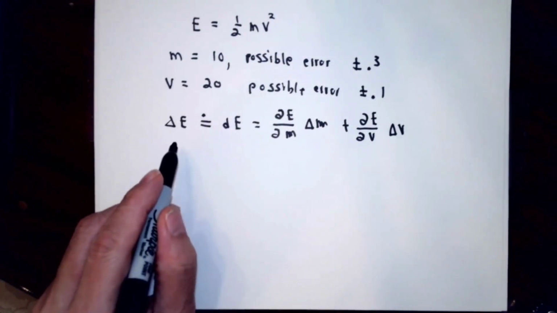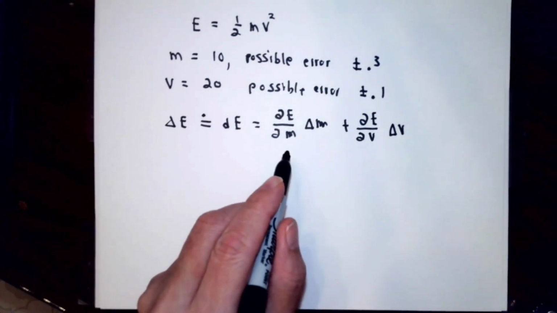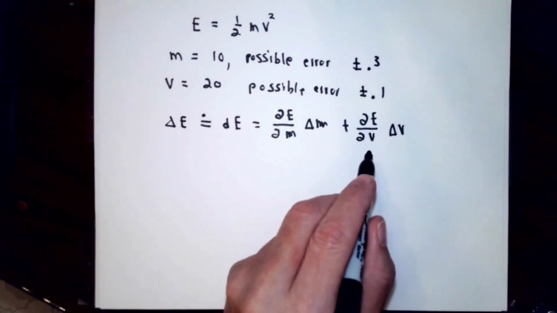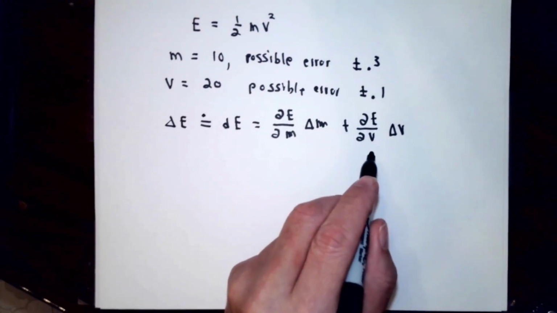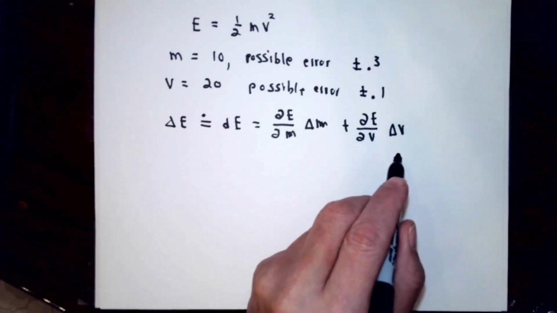The actual change in energy will be approximated by the differential, which is the partial derivative of whatever it is I'm talking about with respect to the first variable, times how much I changed the first variable, plus the rate of change of energy in this case with respect to the second variable, times how much I change the second variable.